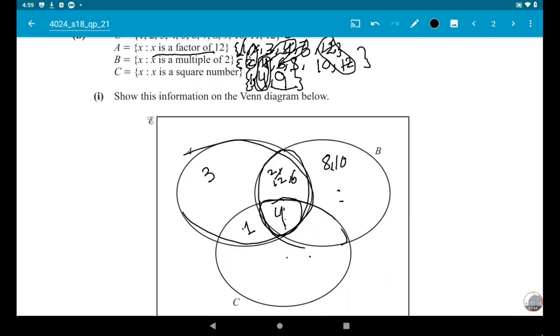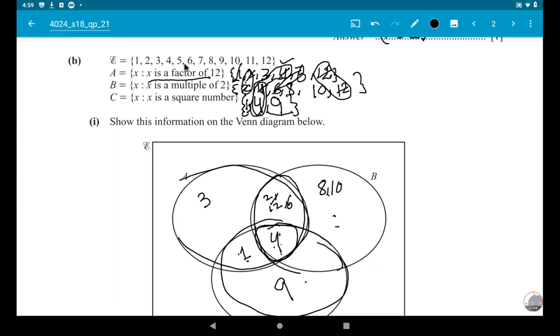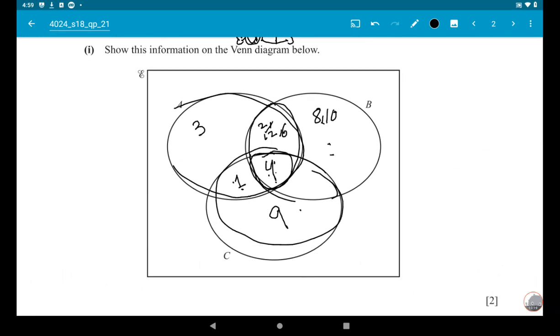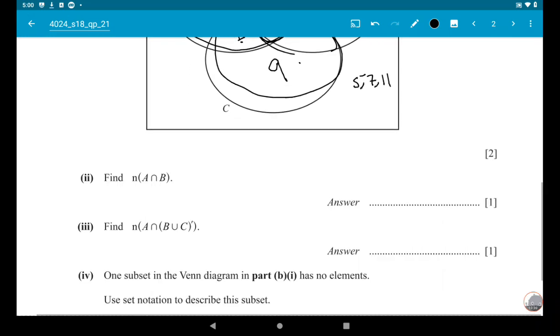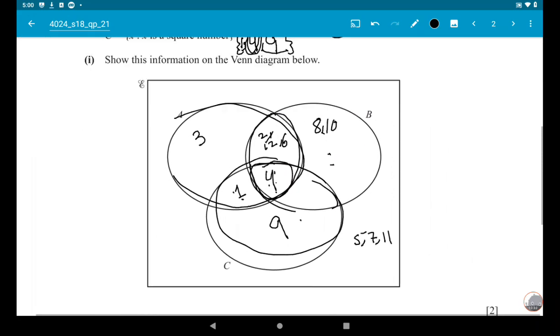And C is 9, 149. This is the C. Okay, now the other remaining numbers, which are not used from the universal set, are 5, 7 and 11. Okay, so 5, 7 and 11, right? So we have completed this, and 2 numbers in your count.